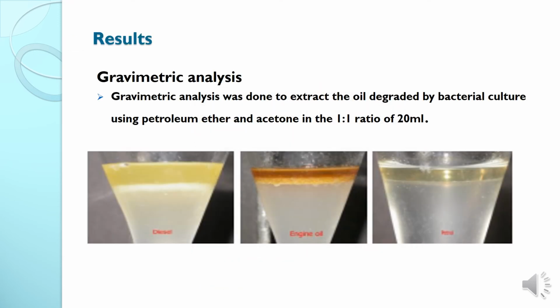Gravimetric analysis. Gravimetric analysis was done to extract the oil degraded by bacterial culture using petroleum ether and acetone in ratio 1:1 of 20 ml.